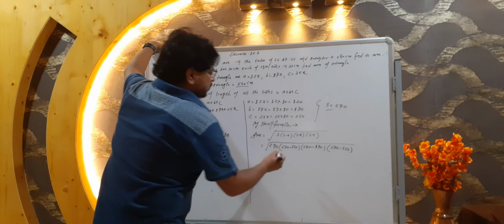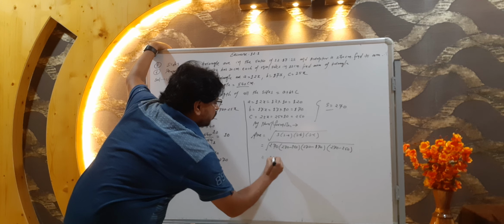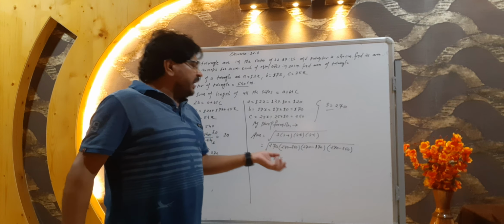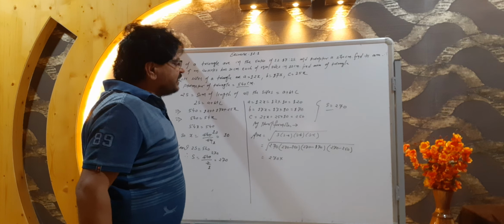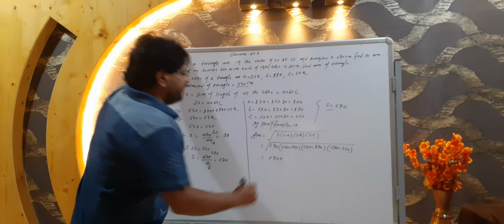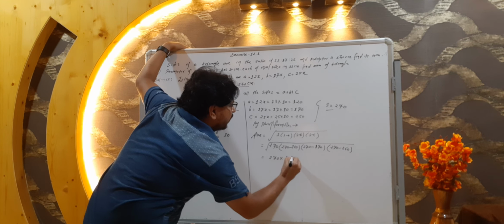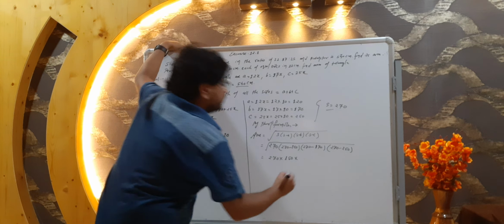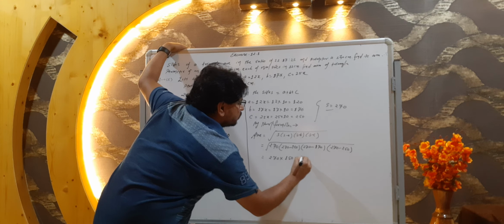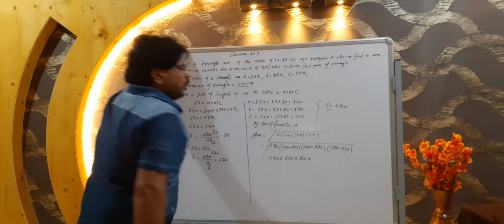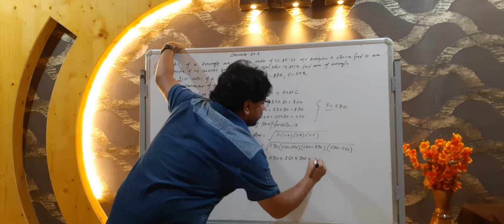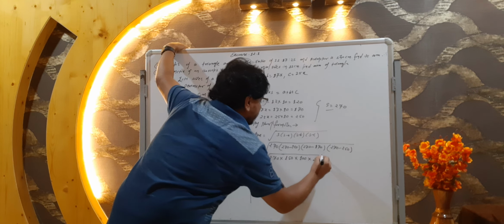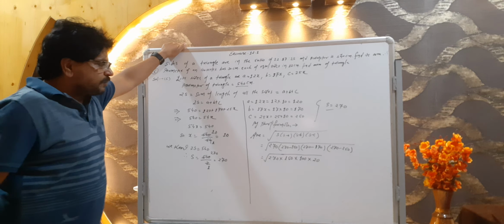Now see here. 270 minus 120, it means 150. Into 270 minus 170, it means 100. Into 270 minus 250. Then what will remain? 20. Okay? Clear?